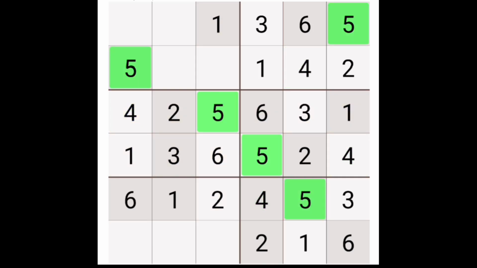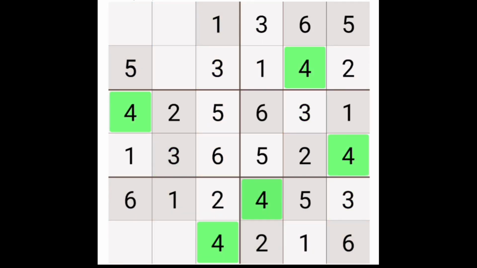Okay. Now let's complete this column. Third column, 1, 5, 6, 2. Only 3 and 4 are missing from this column. So here 4 cannot come because 4 is here. So 4 cannot come here. So 3 will come here. 4 will come here.